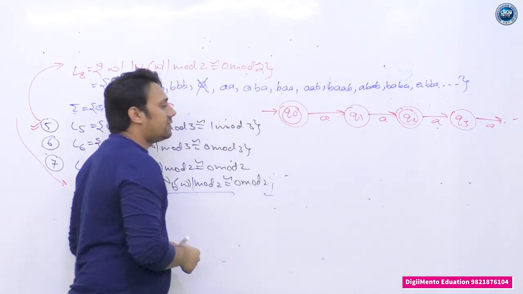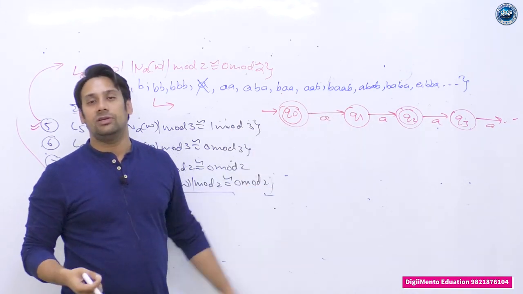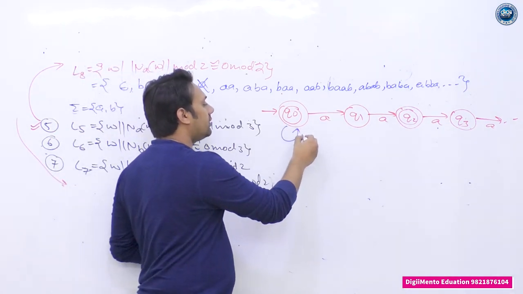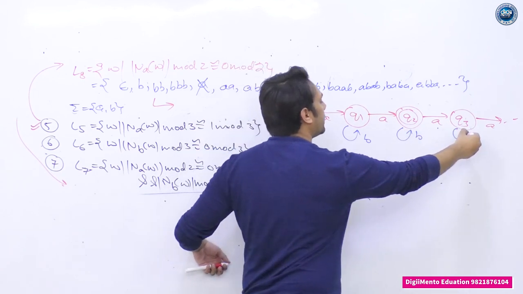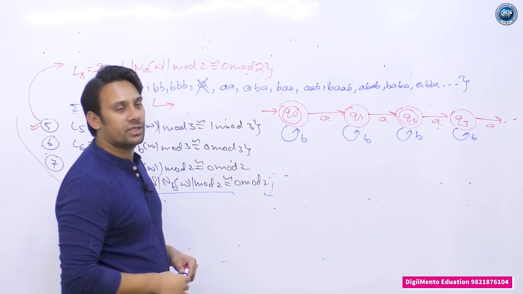But you can clearly see, I have just specified what to do if A comes, I have not specified what happens if we have a B. So if we have a B, it doesn't matter, we'll always stay at the same state, because it doesn't matter how many B's there are. Any number of B can be there, but A should always be even.